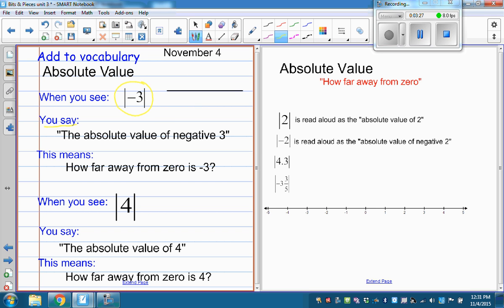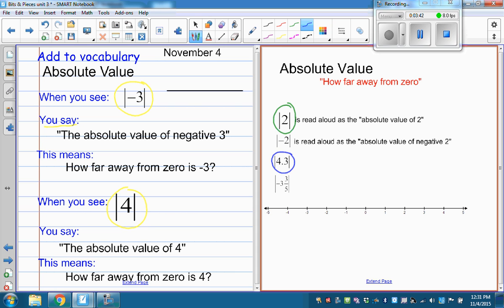You don't say the number negative 3 is in the lines. You look at something like this and you just say the absolute value of 4, because that's what's inside the bars. Over here you would say the absolute value of 2. Down here you would say the absolute value of 4.3. This is the absolute value of negative 3 3/5. Not sure if that's big enough for you to see. So that's how you read that.